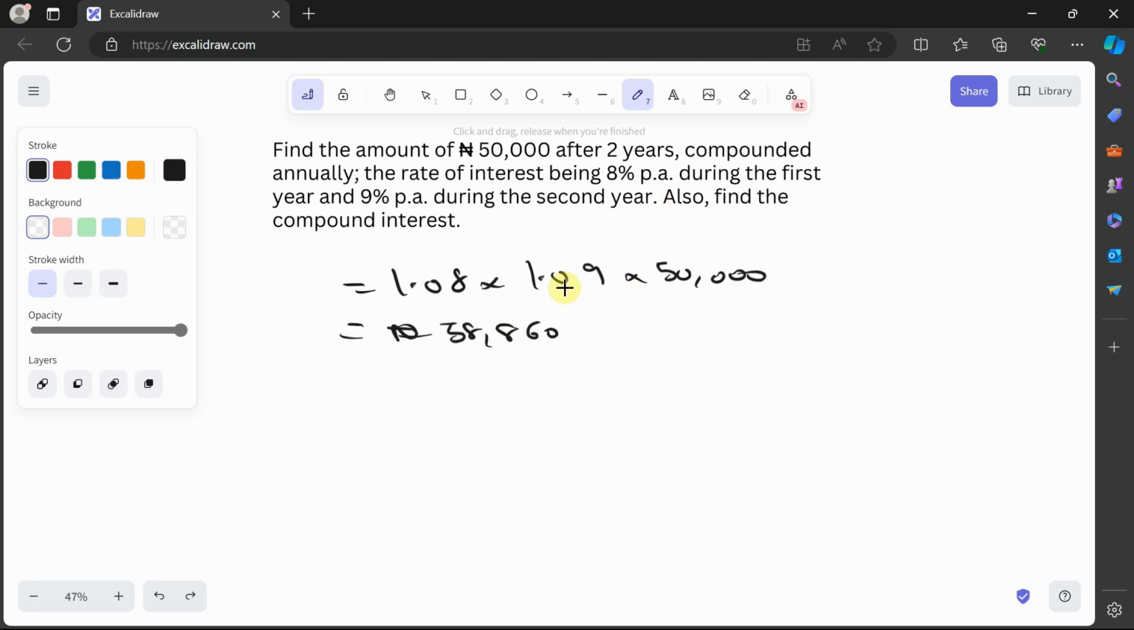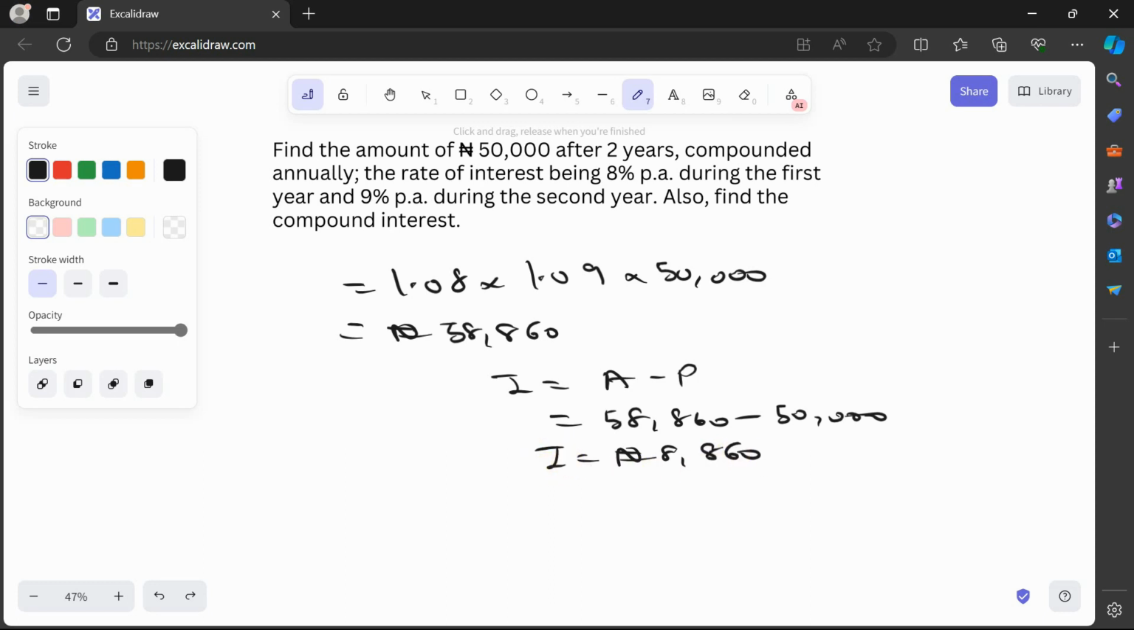So this is the amount that is payable. If I wanted to find the interest, I'll just say the amount minus the principal, which is 58,860 minus 50,000, which is just 8,860 naira. So that's basically it.